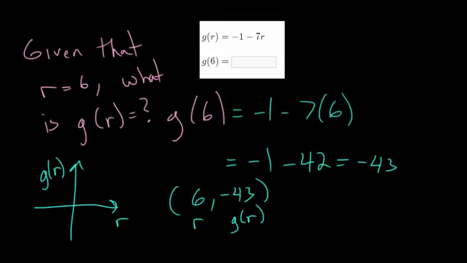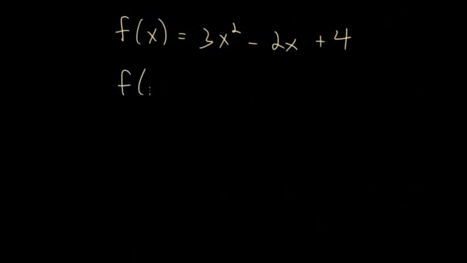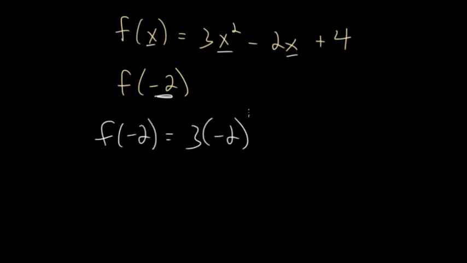And let's just do one more challenging problem, just to make sure that you fully understand it. Let's say that we have f of x is 3 times x squared minus 2x plus 4, and we want to know what f of minus 2 is. So essentially, anywhere we see an x, we're going to replace it with negative 2. And so f of minus 2 would be 3 times negative 2 squared minus 2 times negative 2 plus 4.